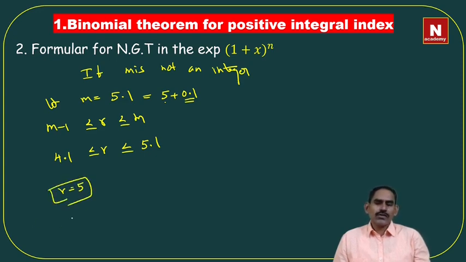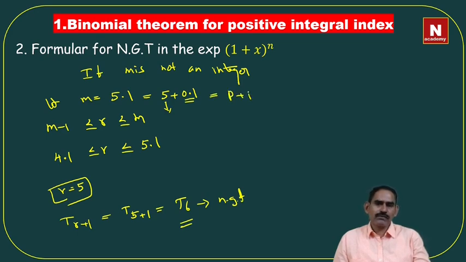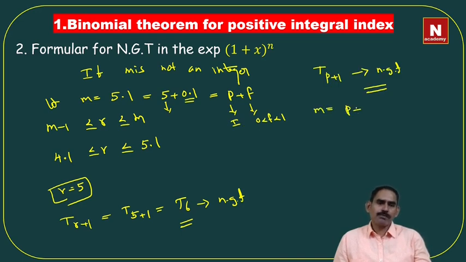Therefore the numerically greatest term we have taken already, the (r+1)th term. That's why t(r+1), that is t(5+1), that is t6, is the numerically greatest term. That means if you write this expression as p plus f, here p is an integer, f is the fractional part which lies between 0 and 1. When m is expressed as p plus f, p is the integer, f is the fractional part, then t(p+1) is the numerically greatest term.